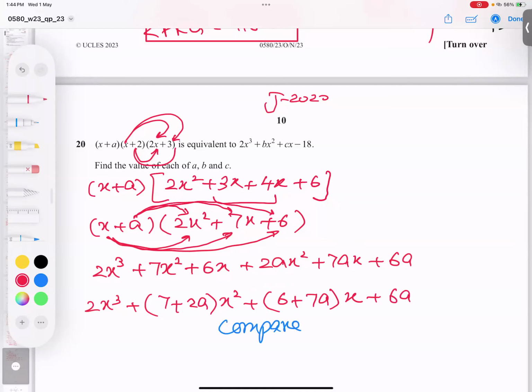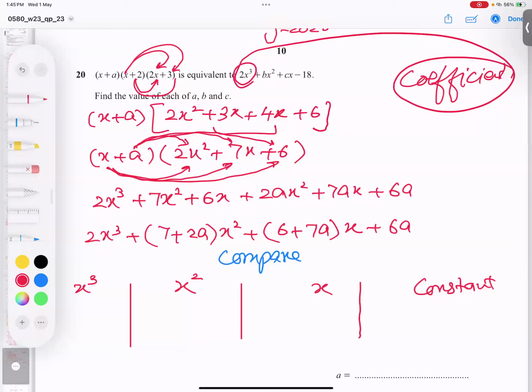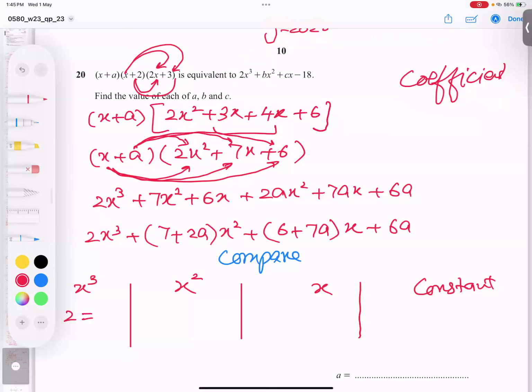Now I am writing a special word: comparing, or compare. Actually, I have 4 comparisons. I'll tell you, first x cube, so I'm doing x cube comparison, then x squared, then x. At the end, I am doing the constant. You know the word coefficient, I think you are familiar. The coefficient of x cube is 2, and what is the coefficient here? 2. They are equal to each other.